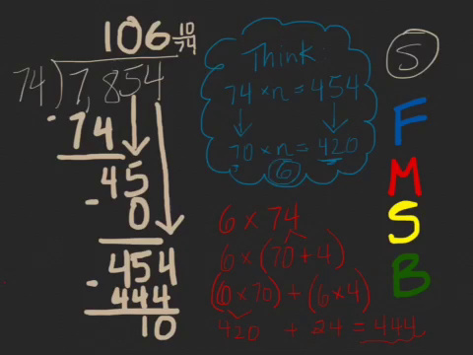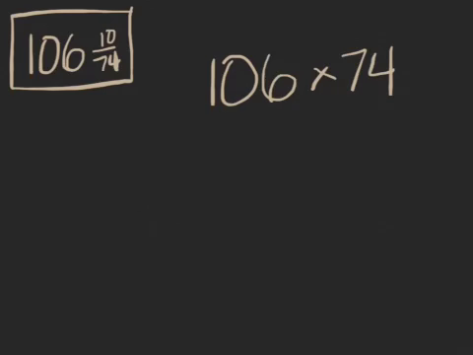Just one step left, and that is check. First, check your estimate. Are we pretty close? Yeah, we're really close. Our estimate was 100. Now, to double check and check to be exact, we can use the inverse, multiplication. We're going to take our whole number, 106, and multiply it by our divisor, 74. We'll deal with that fraction or the remainder later on.